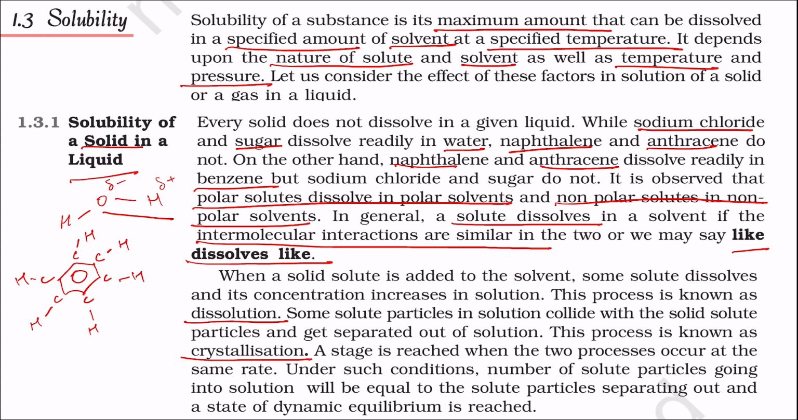So again, when we keep adding solute to a solvent, initially it will dissolve and then a stage will come when no more solute dissolves in that solution and crystallization starts taking place. So at a particular temperature in a given amount of solvent, some fixed amount of solute dissolves, after which no more dissolution takes place. Instead, an equilibrium is reached where dissolution and crystallization take place at the same rate, and at this point the concentration of solute in that solution is called its solubility.